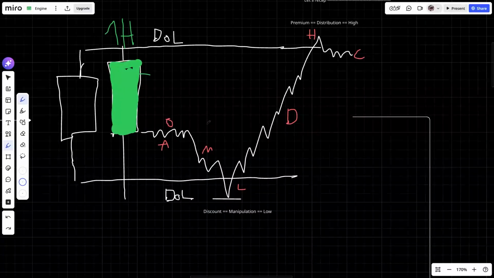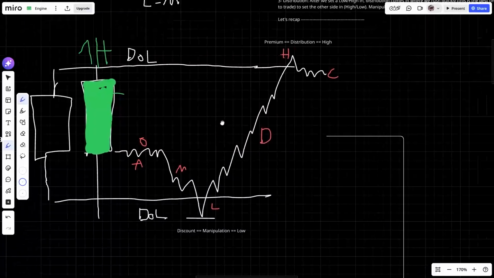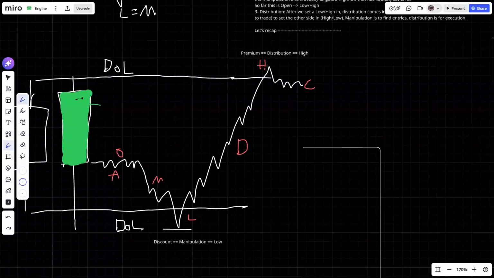Discount manipulation low. Here we are in the discount. We set the low in, so we're manipulating. Here is the best place to find entries, and then here is to find executions. So right around this whole area. And then we move all the way up into premium, which is where we set our high in, which happens through distribution, which then sets a high in, and then we close.